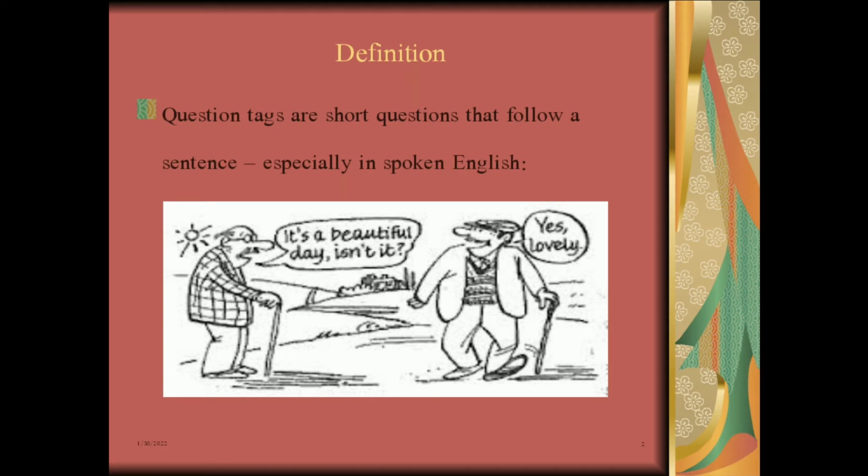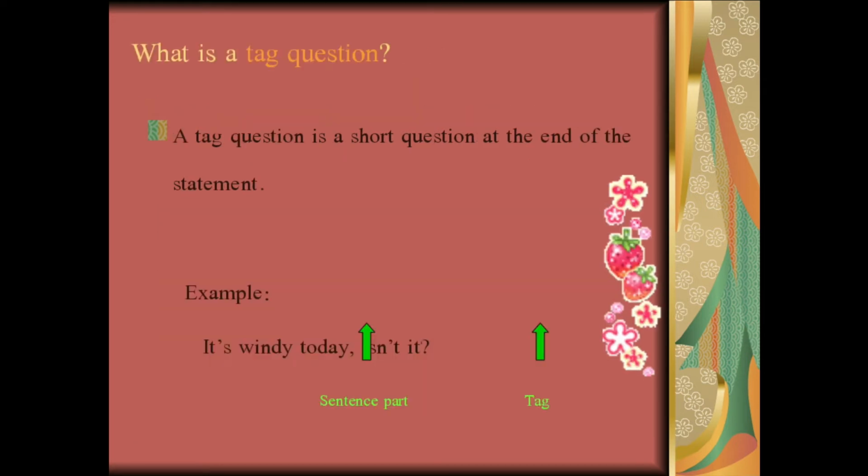So, today we're gonna speak about question tags. And what is the meaning of a tag question? A tag question is a short question at the end of statements. For example, it's windy today, isn't it? It's windy today is the sentence part, the main sentence. And at the end of the statement, we have a tag question, isn't it?